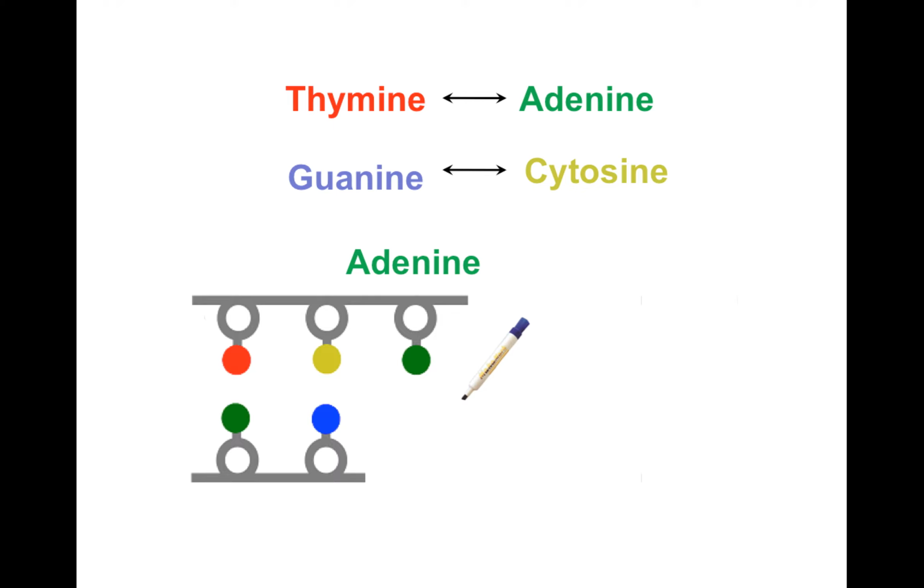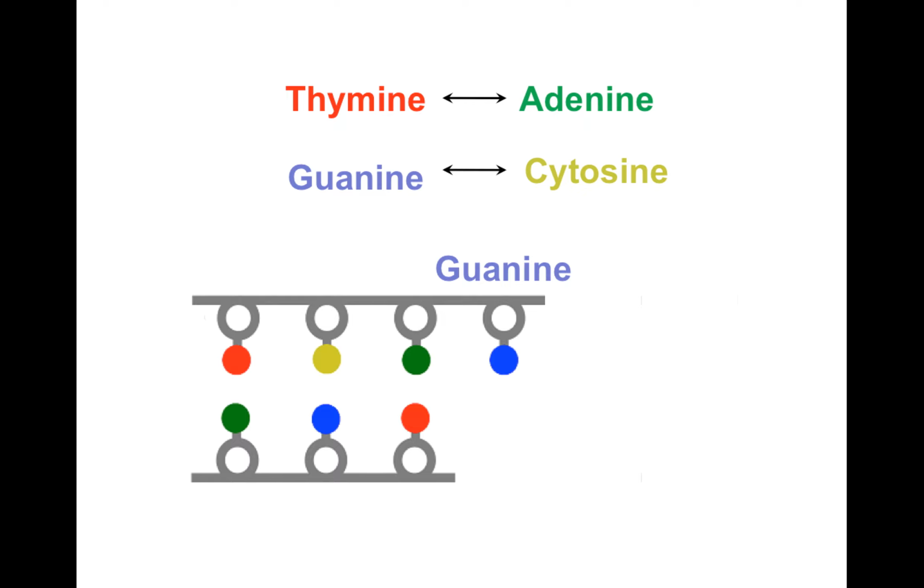I want you to pause the video and write that down. What would the adenine have to be connected with? The correct answer is thymine. Only adenine and thymine go together. If we had a guanine, what would that connect with? Cytosine.